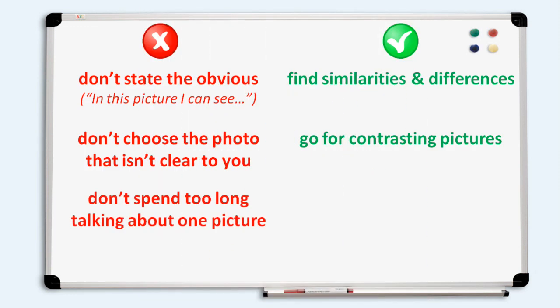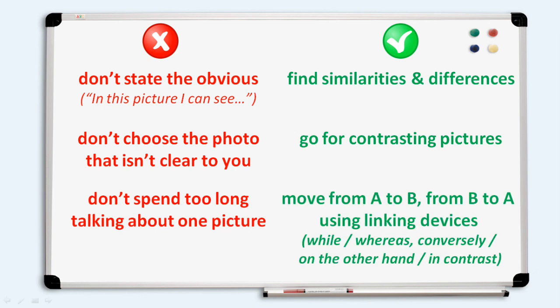Another important tip, don't spend too long talking about one picture. Instead of discussing each picture separately, try to move back and forth between them, saying 1 or 2 sentences about picture A, then jumping to picture B and back again. It's essential that you include linking devices such as while, whereas, conversely, on the other hand, in contrast, to point out the differences between the 2 situations.